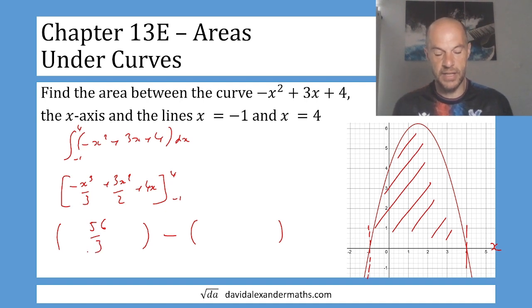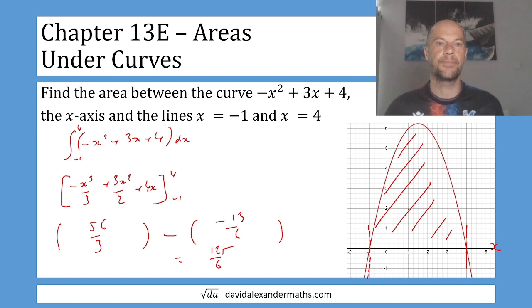Doing the same again with -1, putting -1 into my calculator, hitting equals, and then recalling it with the answer button. So minus answer cubed over 3 plus 3 answer squared over 2 plus 4 answer, and I'm getting -13 over 6. So 56 over 3, take away minus 13 over 6, so in other words plus 13 over 6, and that will give me 125 over 6 units. So that is the area of the shaded region here.